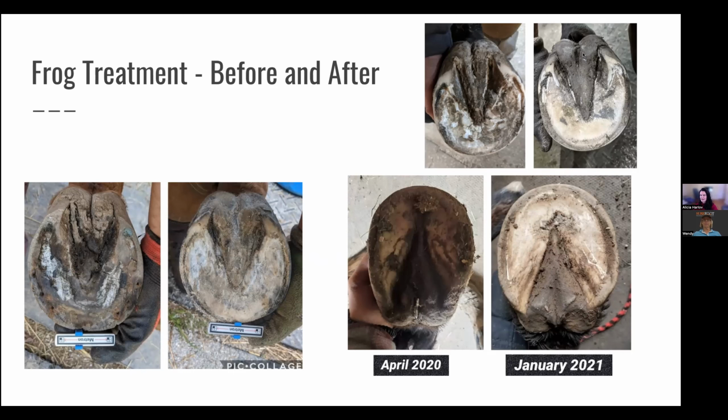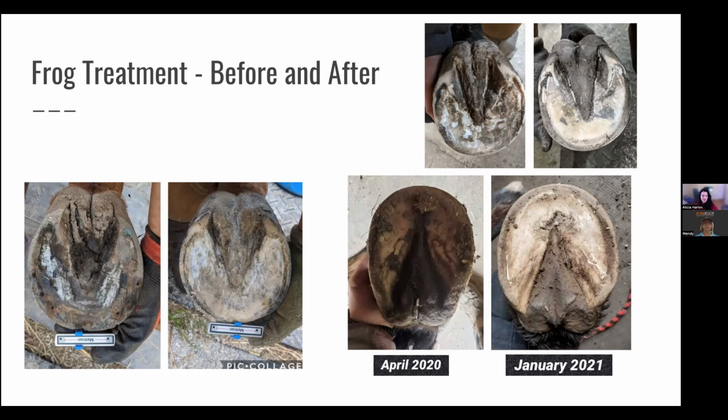On this right photo, I think there's quite a bit of time between these two photos because I just wasn't good at taking updated photos. I think this was a year or two apart. But here you can see the heel bulbs are much wider apart. They've opened up quite a bit. And this central sulcus is just a thumbprint. And this is after diet change and some thrush treatment.